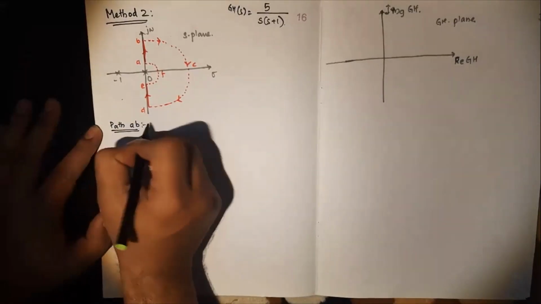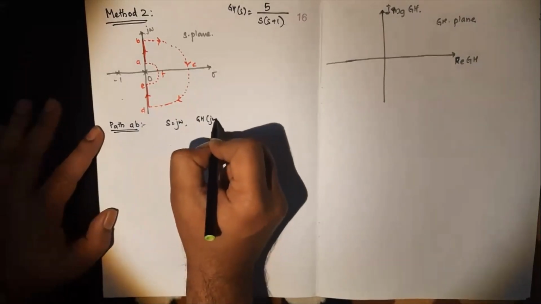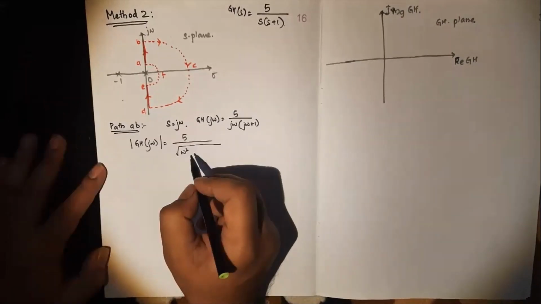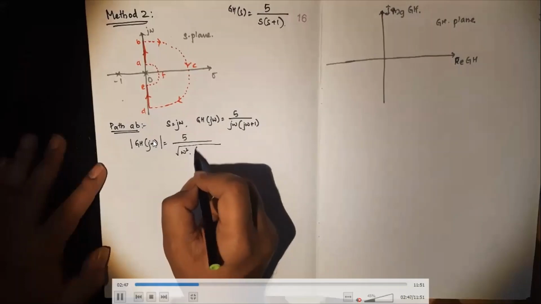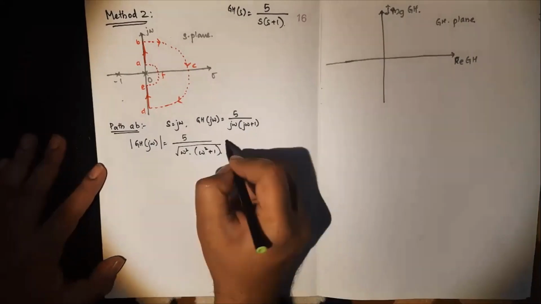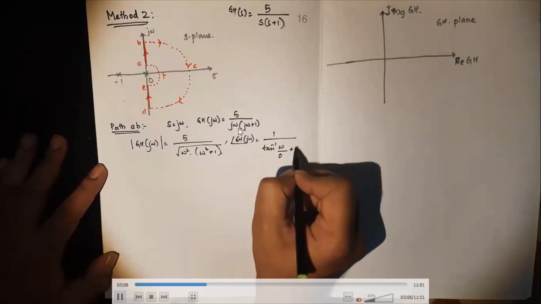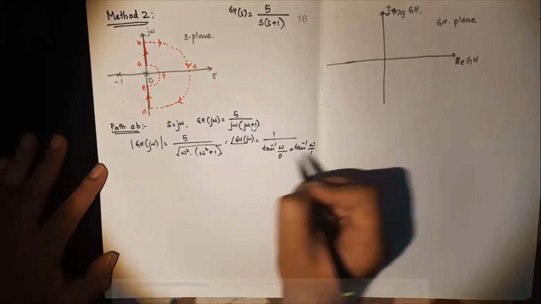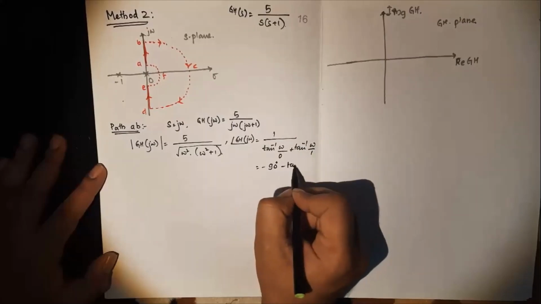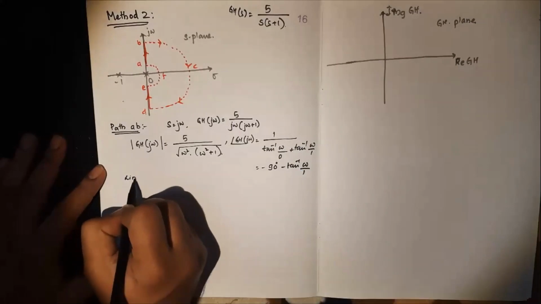The first step is to map the path AB. To map path AB, substitute s equal to j omega, then write GH of j omega, and separate out gain and phase. Gain is given by pi divided by the square root of omega square into omega square plus 1. Then the phase angle is contributed by each factor: tan inverse of omega by 0 is 90, and when it goes to the numerator it becomes minus 90. The other factor is minus tan inverse of omega.